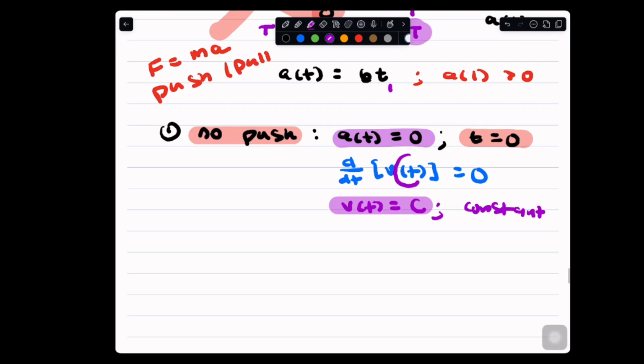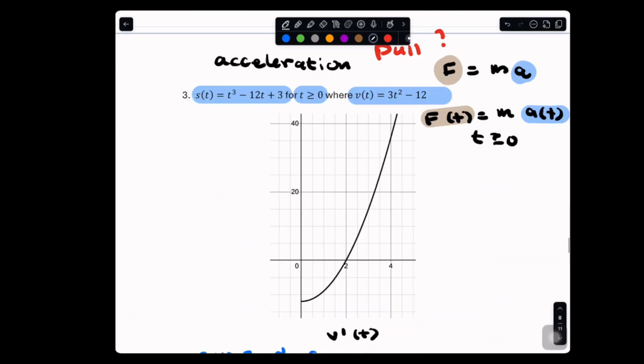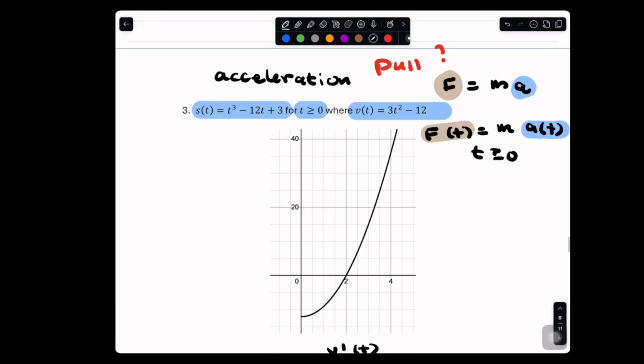Okay, now you want to know this question too. So question number 2. When is the particle being pulled to the right? And I don't remember yesterday, what color did we use? I guess green.